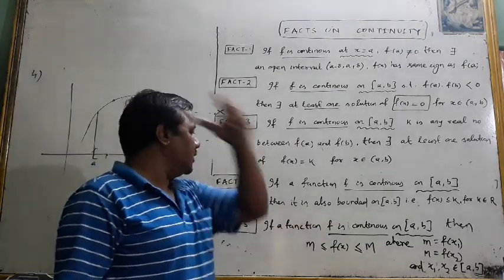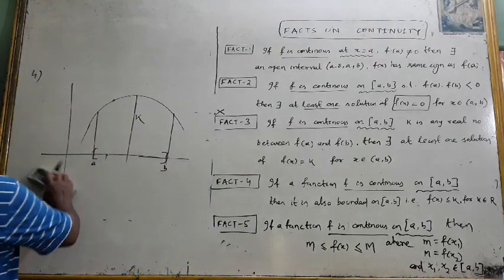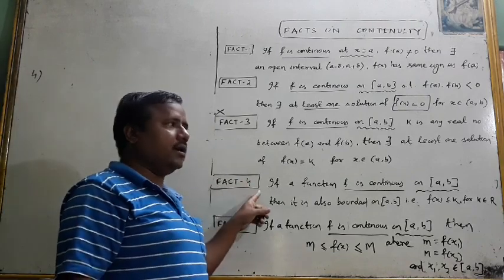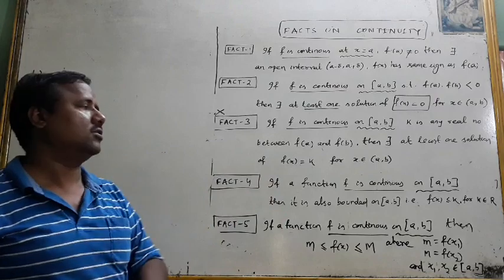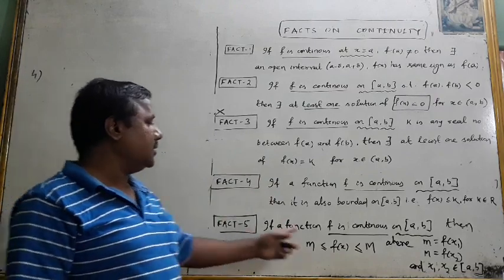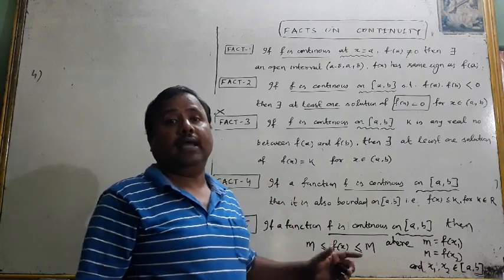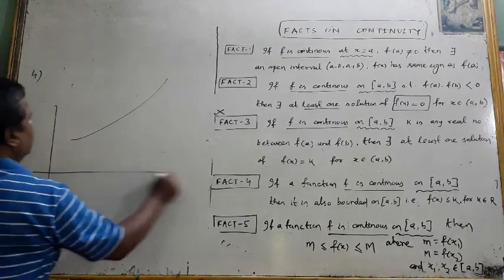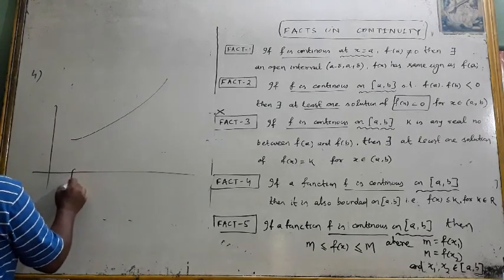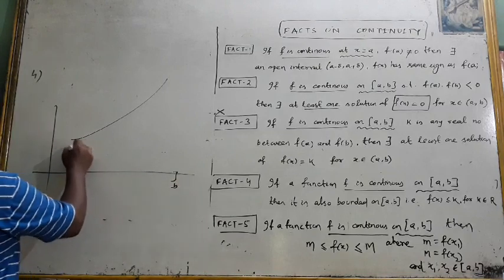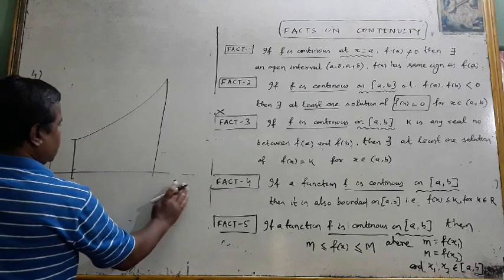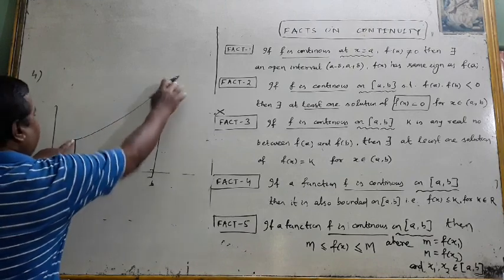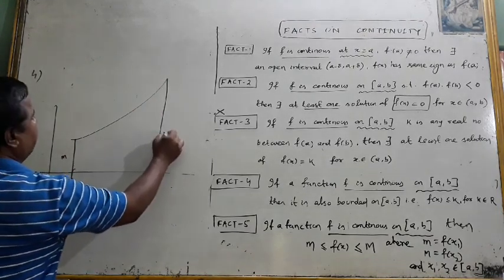If a function f is continuous on [a, b], then every continuous function has an upper bound. This is fact 5: every continuous function is bounded above and bounded below. Suppose this is a continuous function, and this is a, this is b. This function is bounded by f and f. Here it is small a, here it is capital A.